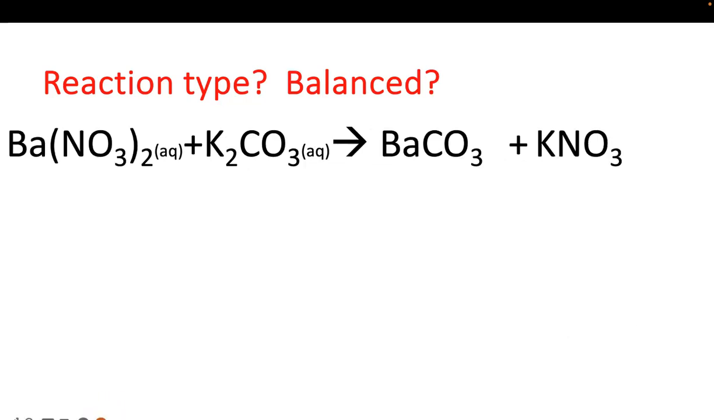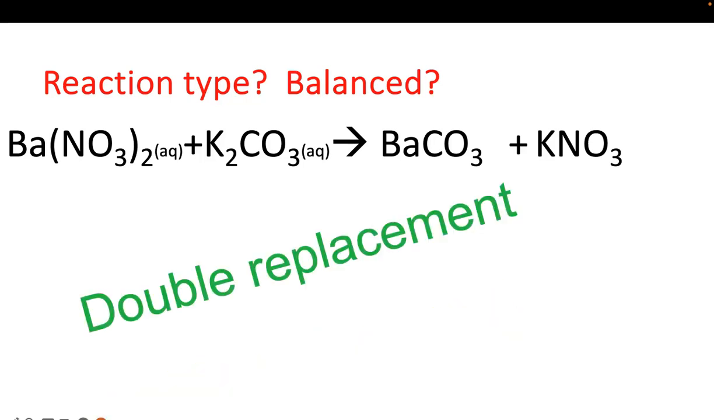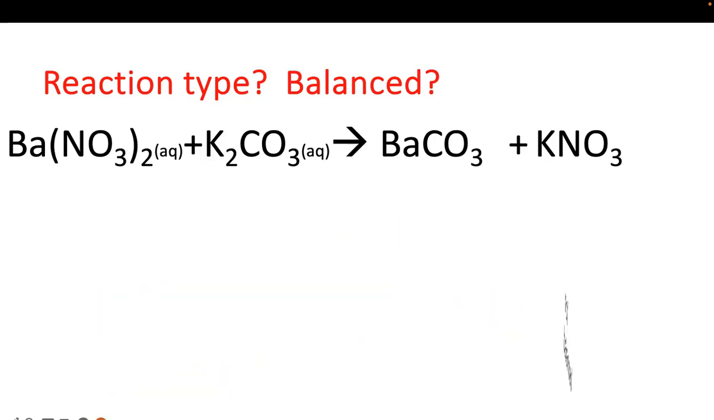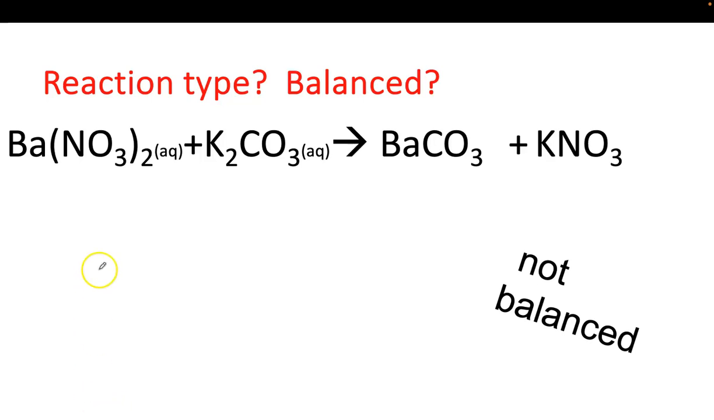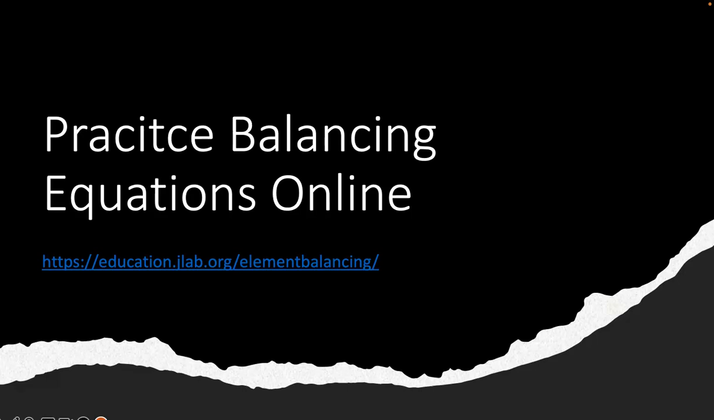How about this reaction right here? What would you say? Hopefully you said double replacement. It is not balanced. It does not look balanced to me, because right here I see 2 Ks, and over here I would need 2 Ks. I also see 2 NO3s. Notice that that polyatomic ion nitrate stays together, so I would need 2 right there. So I would simply add that coefficient, and then it looks balanced. 1 Ba, 1 CO3, there we go.